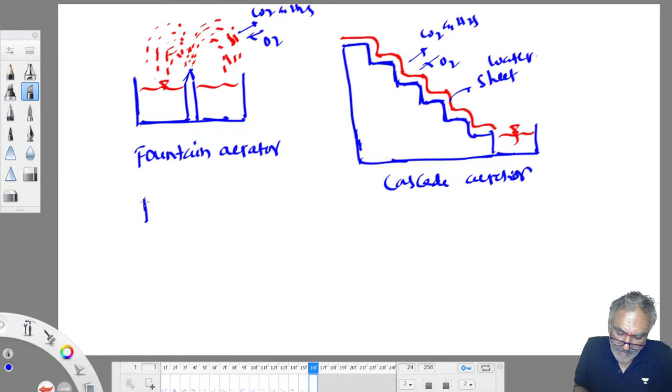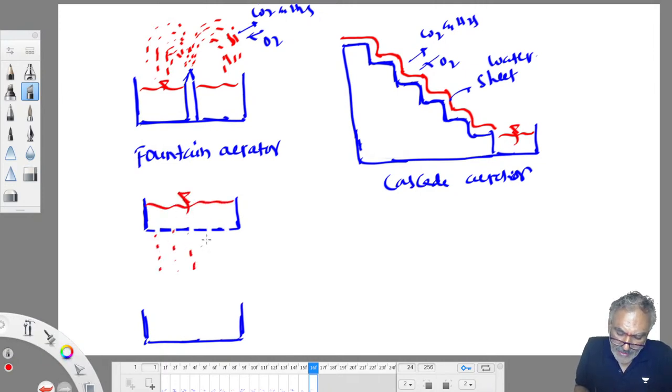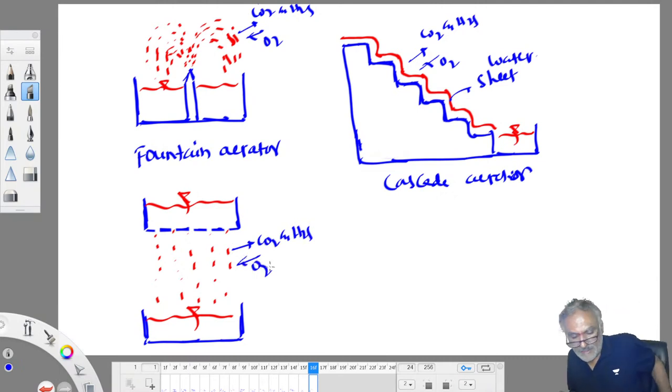Similarly, tray towers. We use two trays, an upper tray and a lower tray. The upper tray is perforated, meaning it contains small holes, and the lower tray is solid. Water is poured into the upper tray and drops down to the lower tray. In doing so, the water gets exposed to the atmosphere. It gives carbon dioxide and H2S back to the atmosphere and takes oxygen from it. That is how water is aerated. This is called a tray tower.